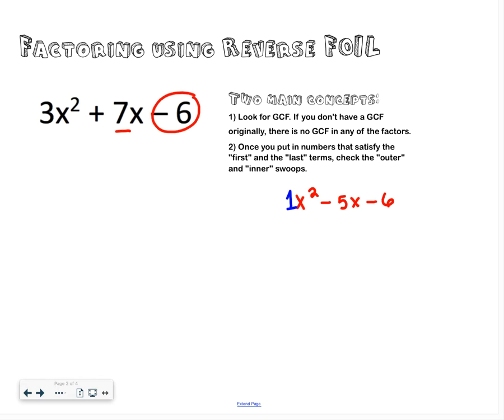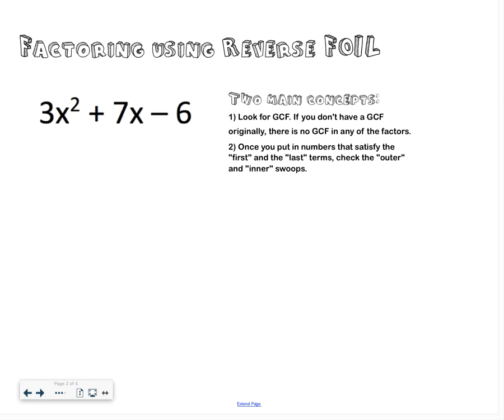But that really confuses our students because they're always thinking about that when they get to the ones that don't have a 1, like this 3x squared plus 7x minus 6. They're trying to find numbers that multiply to be negative 6 and add to be 7. And we don't want them to do that. Okay, so we have to be very, very careful about the terminologies we use. We have to say things like, oh, we want our last numbers to multiply to be negative 6, but we want the outer and inner swoops to combine to be 7.